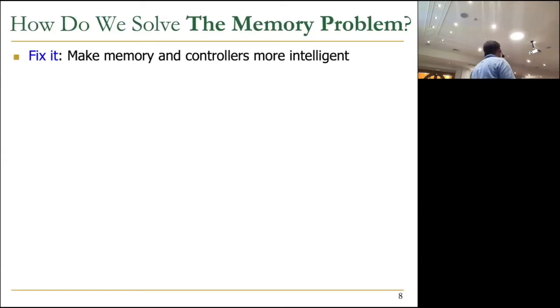One is we somehow need to fix it. Of course, what does it mean to fix it, right? I think fixing it, from my perspective, is to make memory and controllers much more intelligent than they are today. Today, memory is treated as a dumb device, meaning you do loads and stores to memory, you get data out, and then you do refresh. That's it. You cannot talk to memory as an intelligent being, let's say, right?